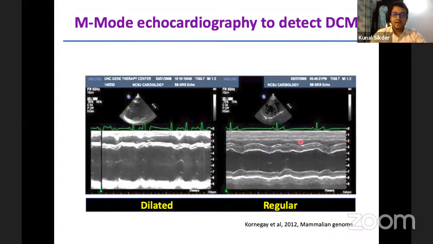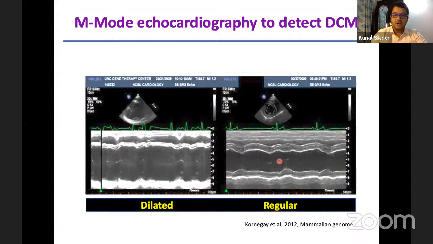On the right hand side, this is a regular heart. I will explain a little bit. This is the muscle layer on the bottom and also on the top. This is the muscle of the ventricle, and the inside part is the lumen. So this is a regular heart where you can see the muscle is very strong and very consistent, and the lumen is kind of thin and also consistent throughout.